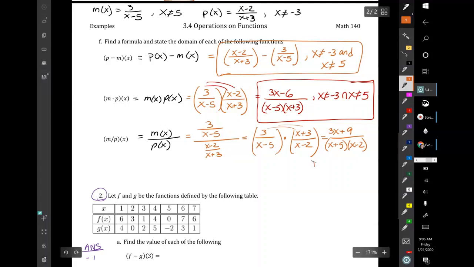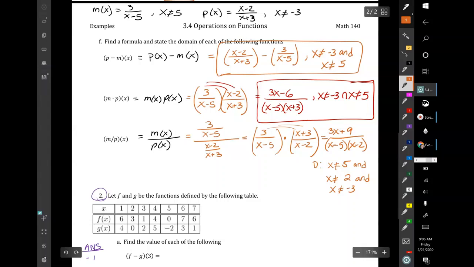So the domain for this one would be x can't equal, actually, that should be a minus there. I don't know why I wrote a plus, so let's fix that. X minus 5 just from here stays the same, didn't become plus. X can't equal 5, and x cannot equal 2. That's our new one. But also don't forget the original, x cannot equal negative 3.